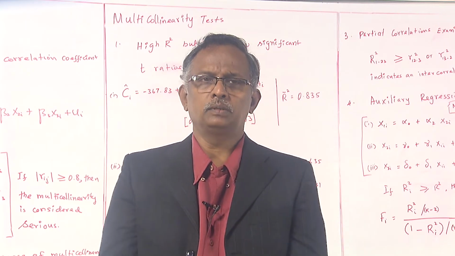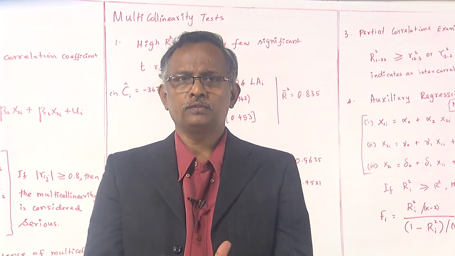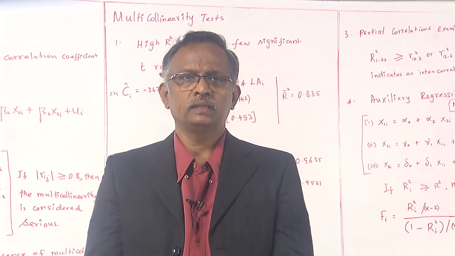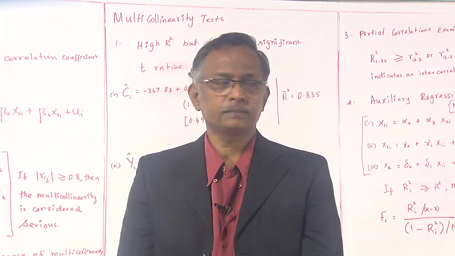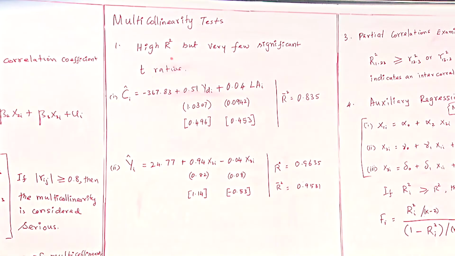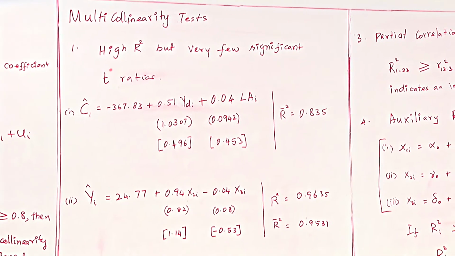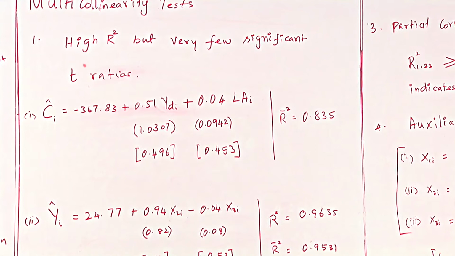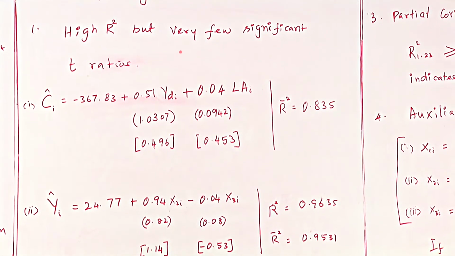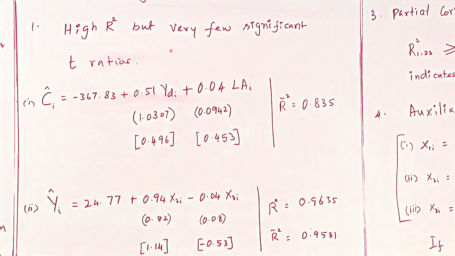There are many tests available to test the presence of multicollinearity. We will start with the simplest ones, and we will continue with the various multicollinearity tests. The first one is the simplest. Once the regression model is run, we can audit the R square and the T ratios. If the R square is high, but there are very few significant T ratios, we can readily identify that the regression has a multicollinearity problem.